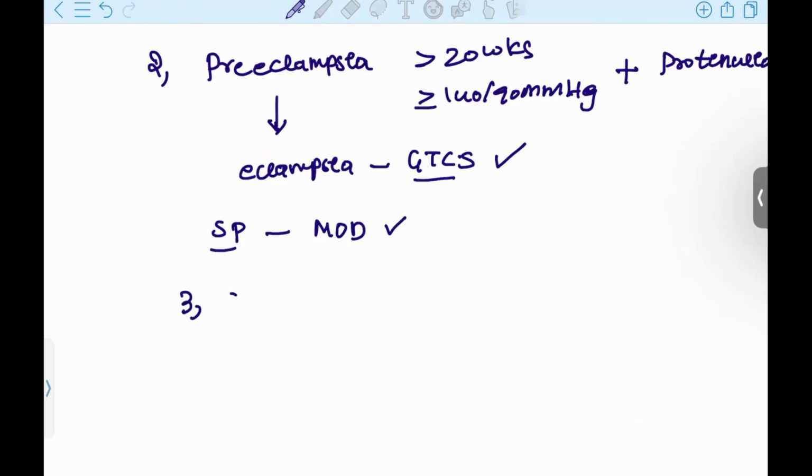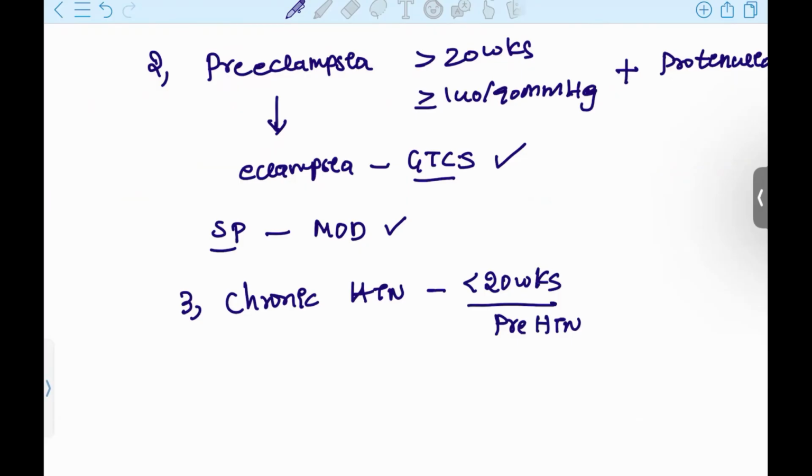And the third type is chronic hypertension. What is meant by chronic hypertension? Less than 20 weeks of gestation. That means she might be pre-hypertensive. This condition is pre-hypertension, which is the chronic hypertension.